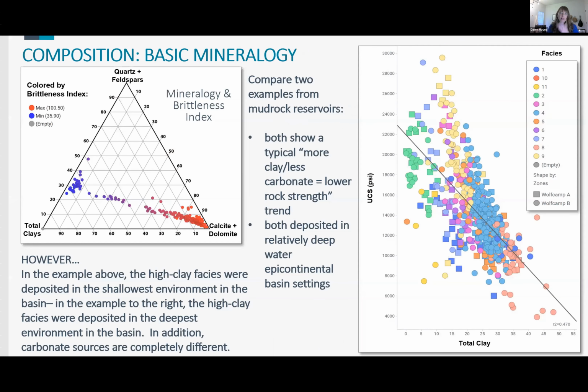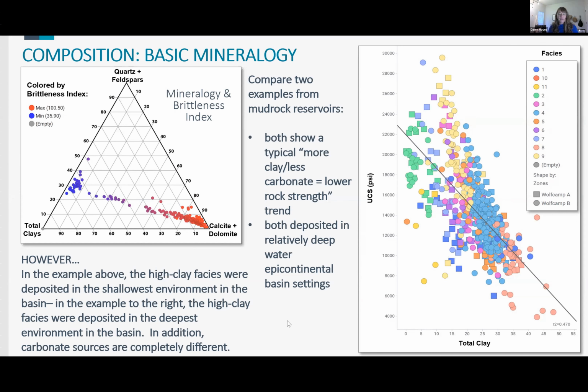This is an example I like to show because it's something we typically think: okay, if we have more carbonate in our mud rocks, they're going to have higher rock strength. And if we have more clay, it's going to affect it negatively. So we kind of want to find that sweet spot. Both of these examples show that kind of trend: more clay, less carbonate, lower rock strength. We see that here, and we see that here too.